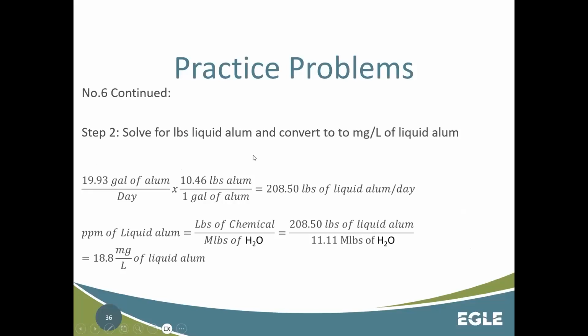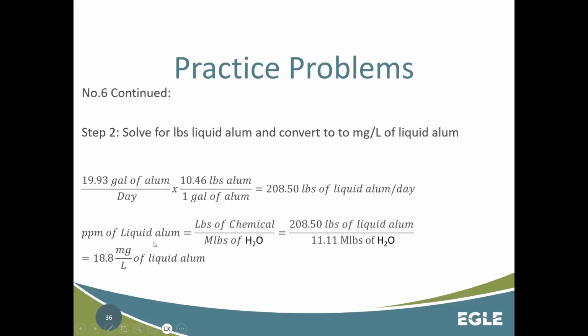Next step is to solve for the pounds of liquid alum and convert to milligrams per liter. We just calculated how many gallons of alum we're feeding per day, and they told us in the problem statement it weighed 10.46 pounds per gallon. So that's 208.5 pounds of liquid alum per day.